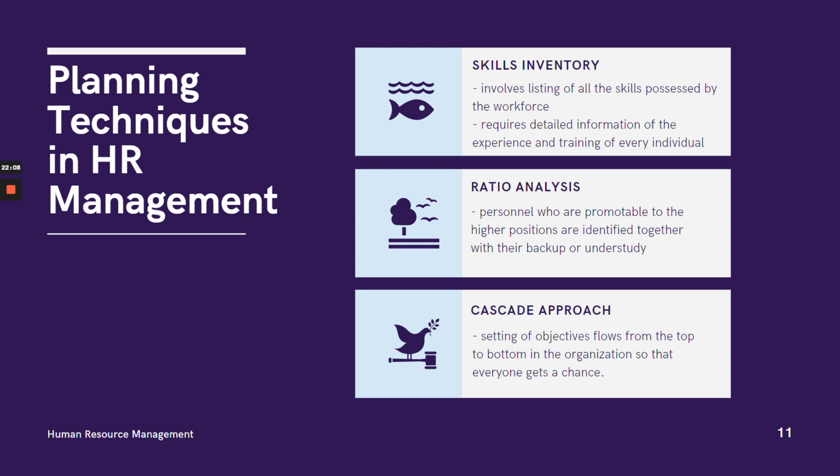Second technique is the ratio analysis. This is the technique wherein the personnel who are promotable to the higher positions are identified together with their backup or understudy. So mag-identify na ka kinsay mga pwedeng promotable, kanang pwede nimong i-promote. Okay? There should be a ratio that will ensure that kanang promotion will not create any void. Di ba? Pag nag-promote ka na bakante to. So dapat imong i-ensure, mag-identify ka sa mga promotable and their backup. Because once you promote them, kanang iyang position nga mabakante, you have to fill that up. Dili na siya pwede nga mahimong void.